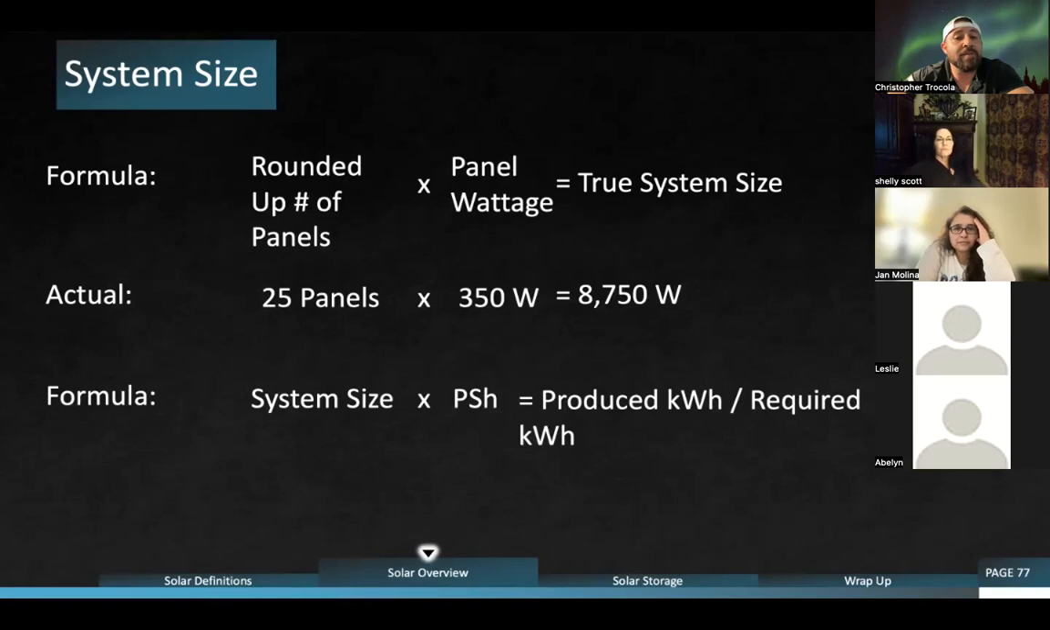System size times the peak sunlight hours equals the produced kilowatt hours, divided by the required kilowatt hours equals the offset itself. That's a lot of math that you guys aren't going to have to do.